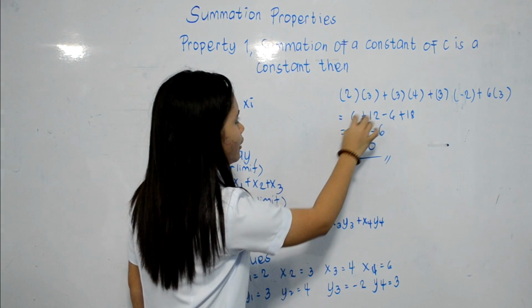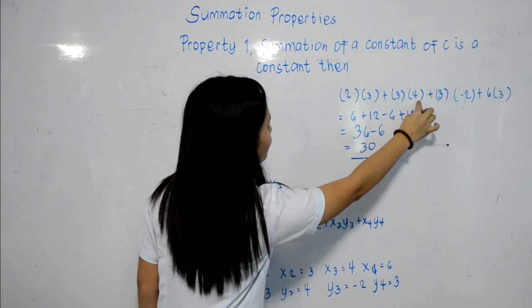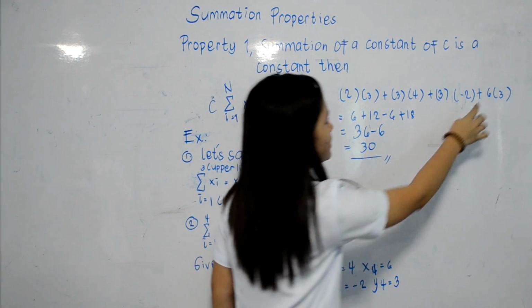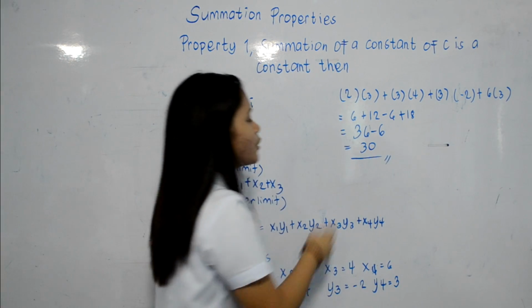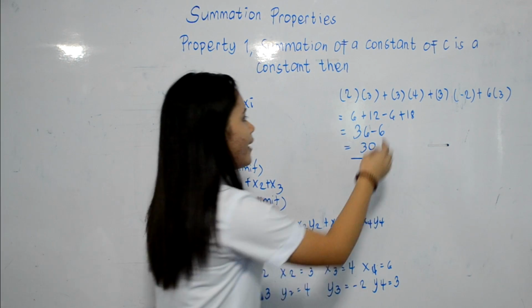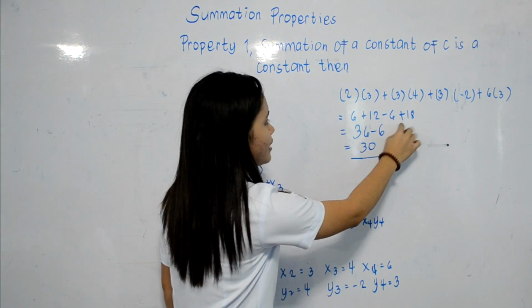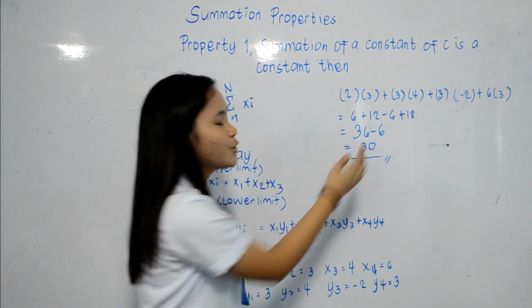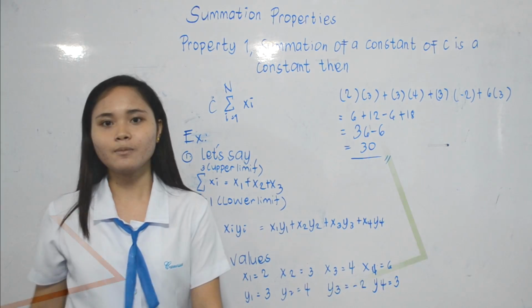So 2 times 3 equals 6, plus 3 times 4, 12, plus 3 times negative 2, negative 6, and the 6 times 3, 18. So since 6 plus 12 equals 18, and this is negative 6 plus 18, so 18 plus 18 equals 36 minus 6, so the answer is 30.